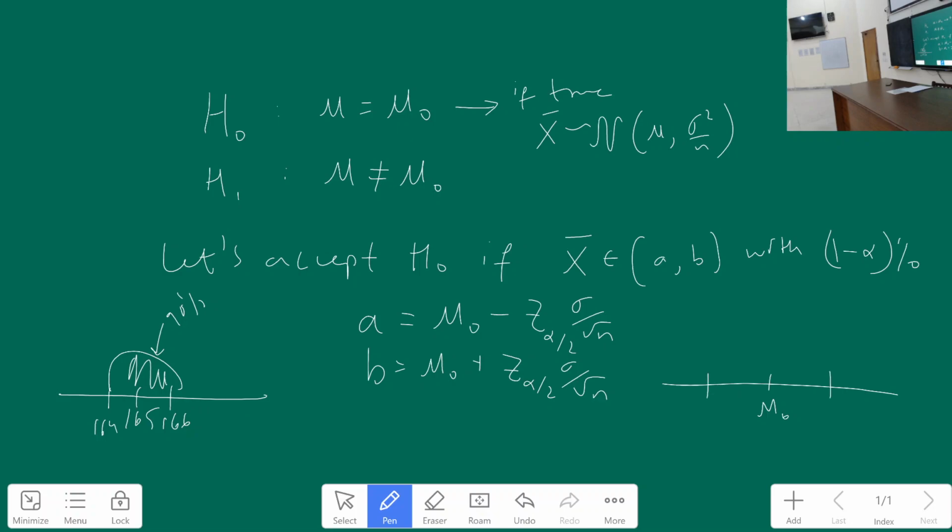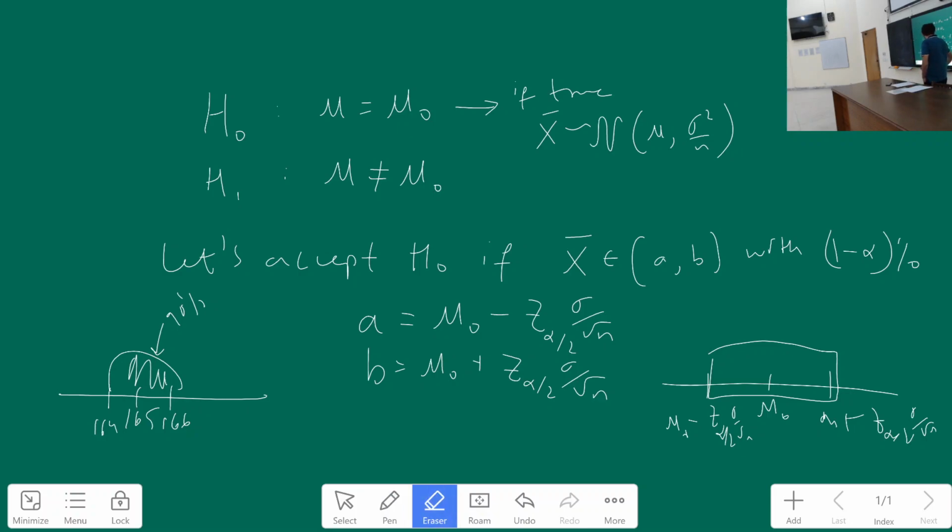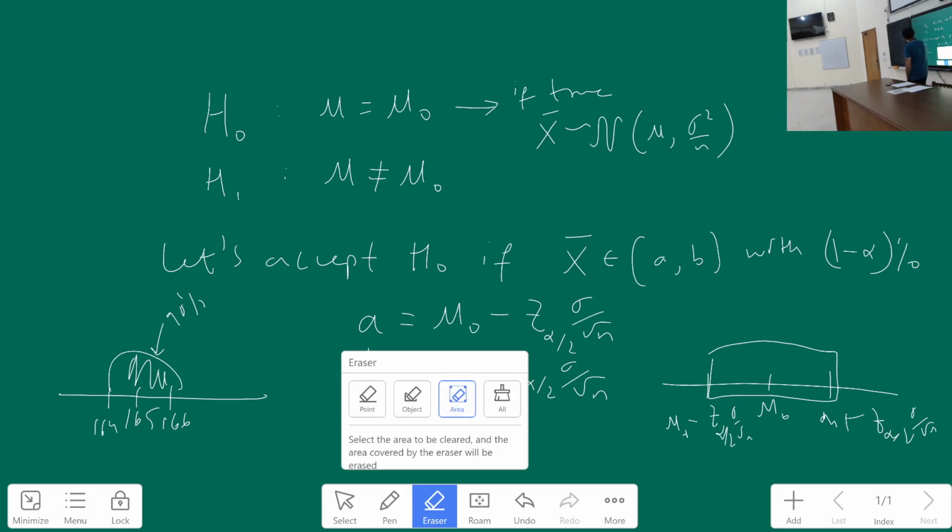This is the critical region, which now we are defining as mu naught minus some z alpha by 2 sigma by square root n, and mu naught plus z alpha by 2 sigma by square root n. This z alpha by 2 we have covered in previous lectures. Nothing to worry about, it's just a level. You can adjust it to make this interval smaller or bigger. So now we are saying this is my critical region. So we are now handling things more mathematically. So let's remove all of these.